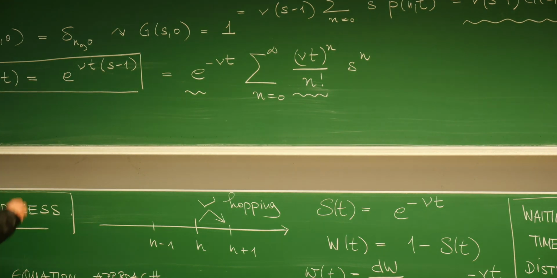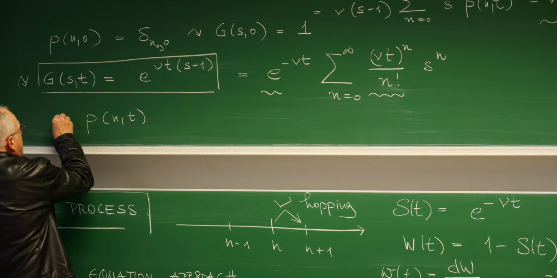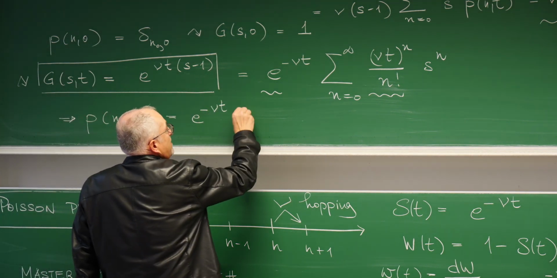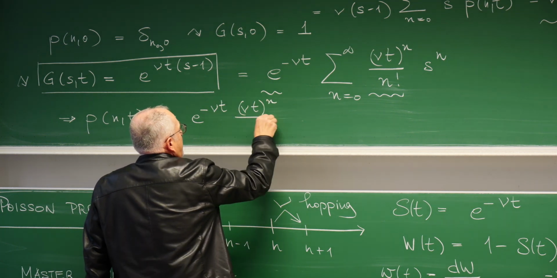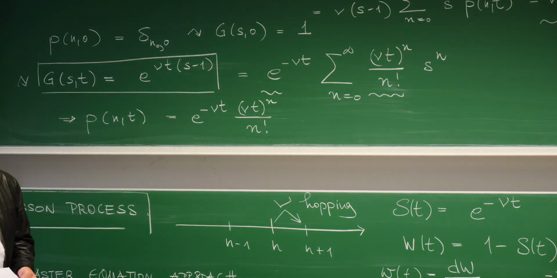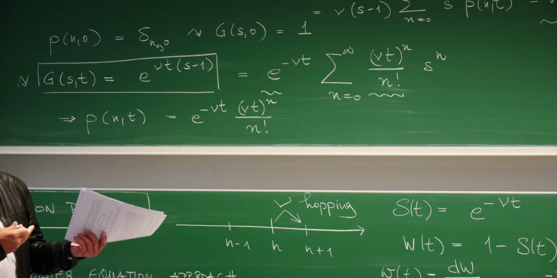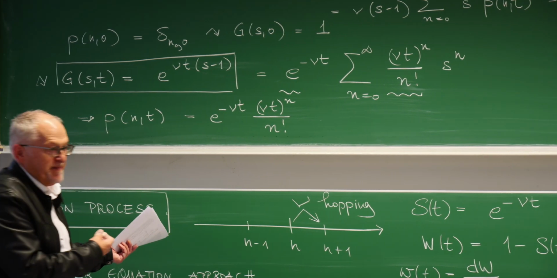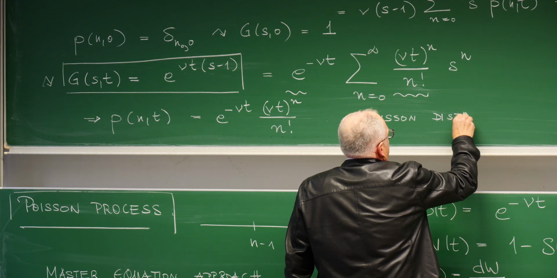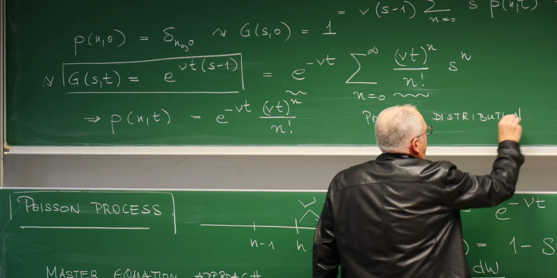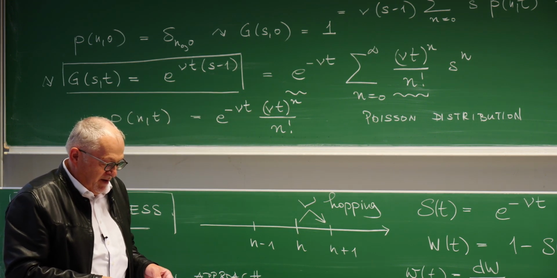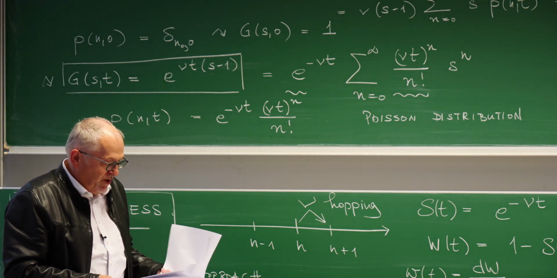Okay, so in total, p of n and t read off from this calculation is e to the minus nu t, (nu t) to the power n divided by n factorial. That's it. And now I think you finally see why this is called a Poisson stepper, because that's a Poisson distribution. One of the standard distributions you discuss typically when you discuss stochastic probability theory.